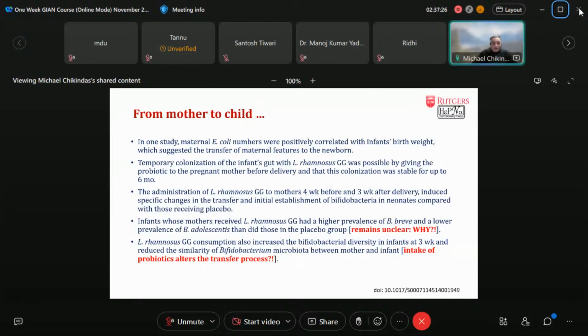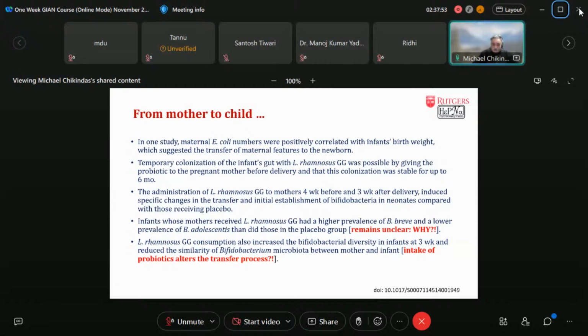Another example in the study where the mothers received LGG had a higher prevalence of bifidobacteria and a lower prevalence of adolescentis than those in the placebo groups. And it is not clear why. So how LGG may influence the ratios of different bifida in these scenarios.